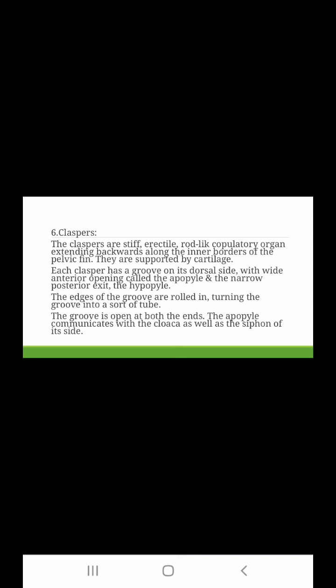The last one is the clasper. The claspers are stiff, erectile, rod-like copulatory organs extending backwards along the inner borders of the pelvic fins, and they are supported by cartilage. Each clasper has a groove on its dorsal side with a wide anterior opening, called the apopyle, and a narrow posterior exit, called the hypopyle. The edges of the groove are rolled in, turning the groove into a sort of tube, and the groove is open at both ends. The apopyle communicates with the cloaca as well as the siphon of its side.